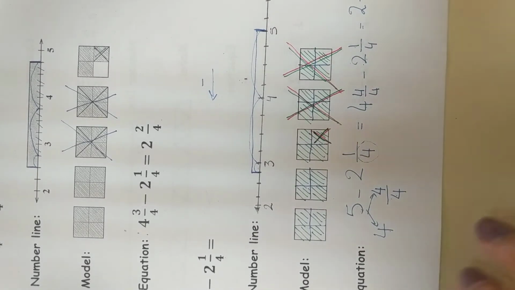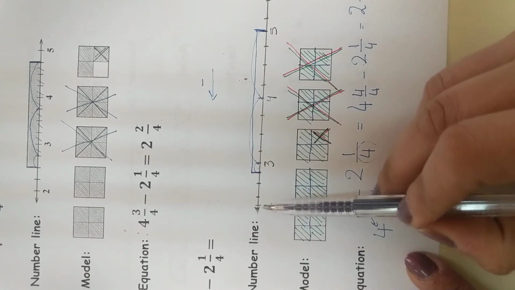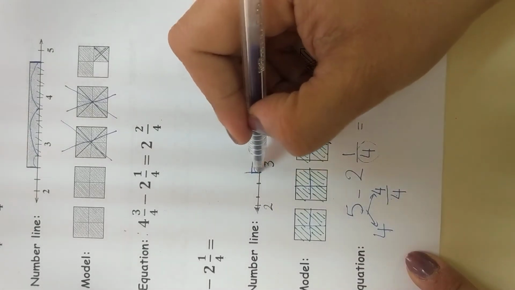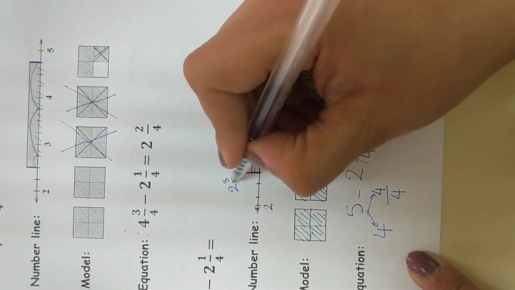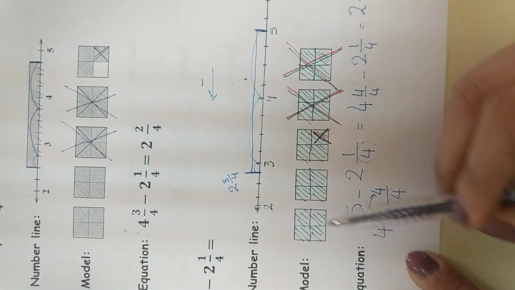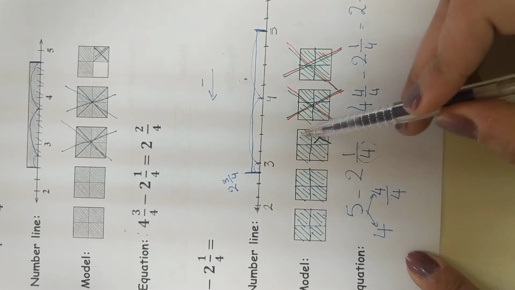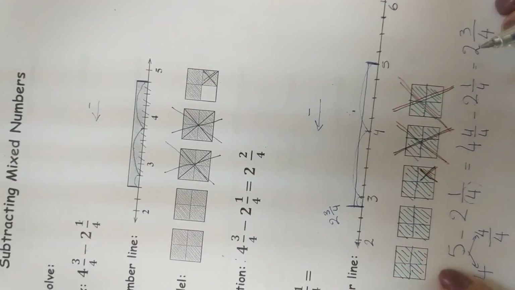This is my answer. If I want to check, I will check from the number line here. It's 2 and 1, 2, 3. That's where I stopped. Yes, it's 2 and 3 over 4. And here also, I have 2 wholes and 1, 2, 3 over 4. That's the model. Okay, turn the page.